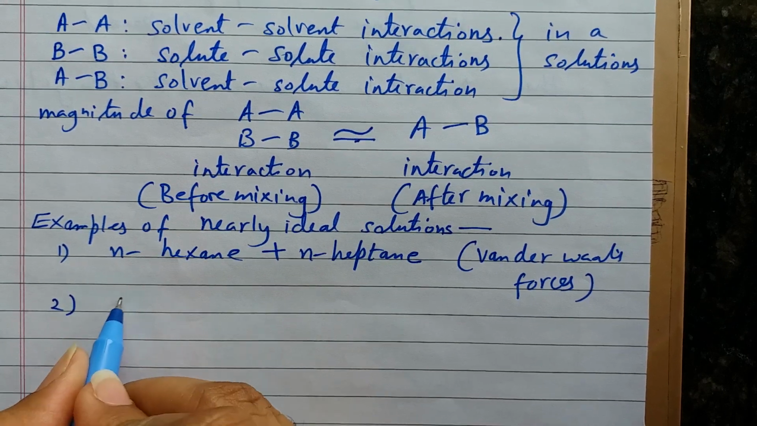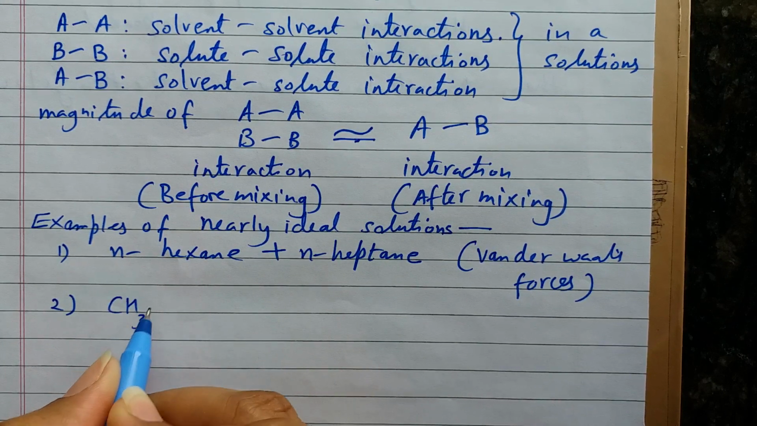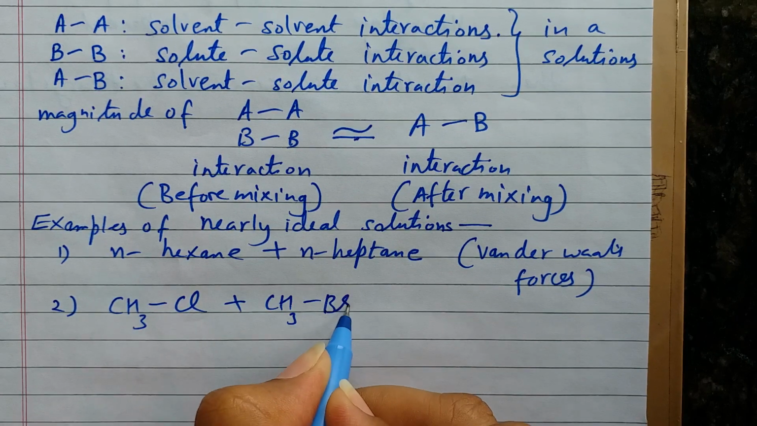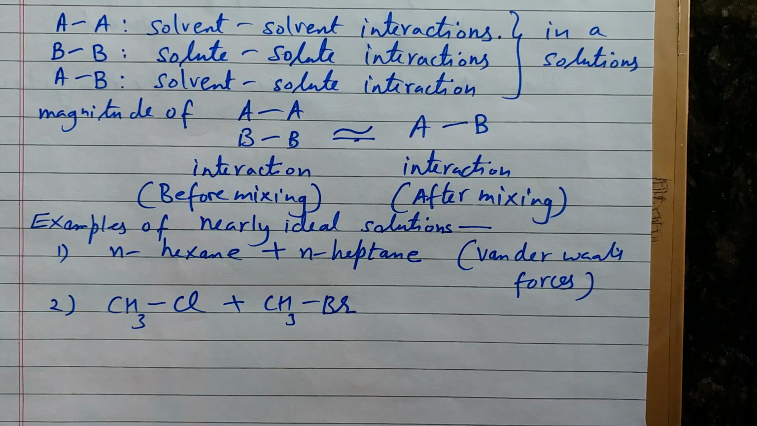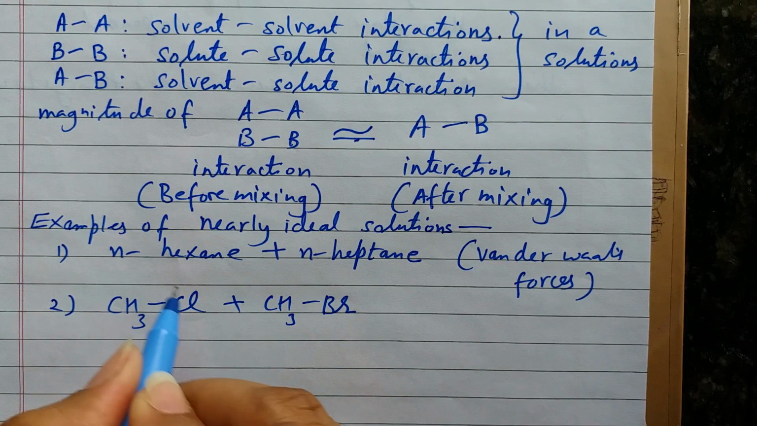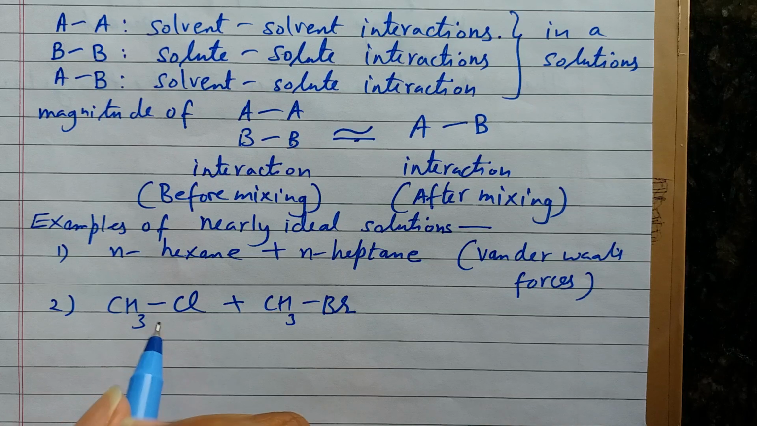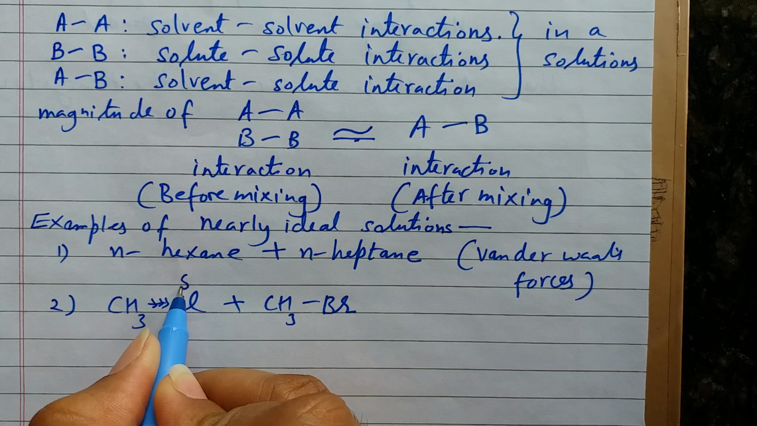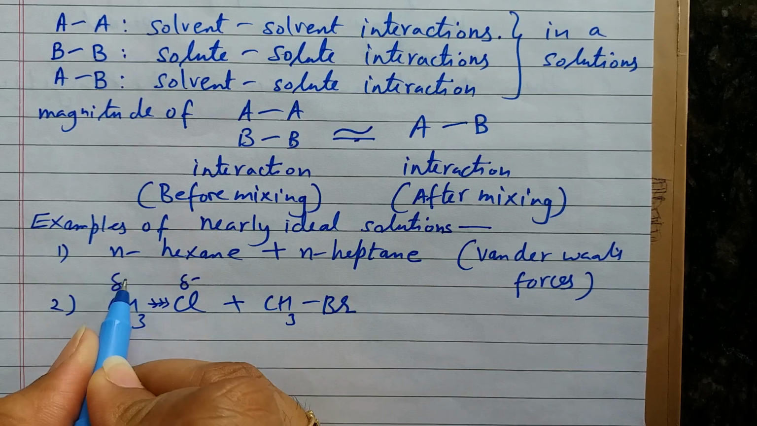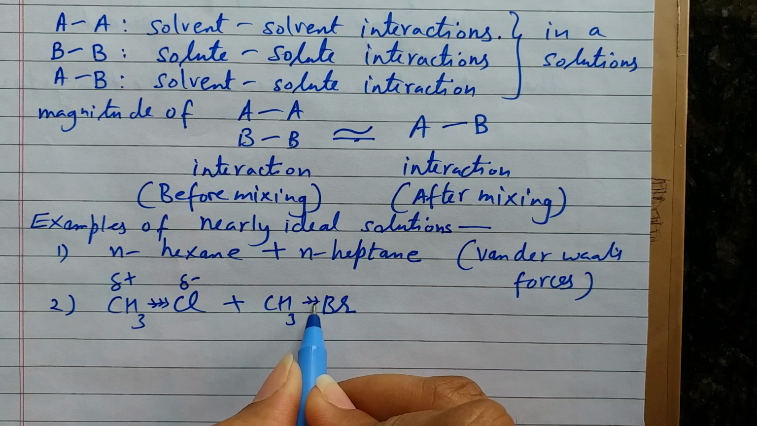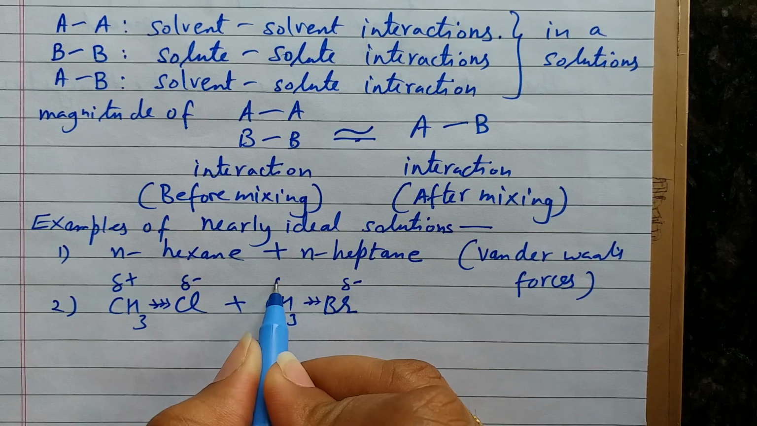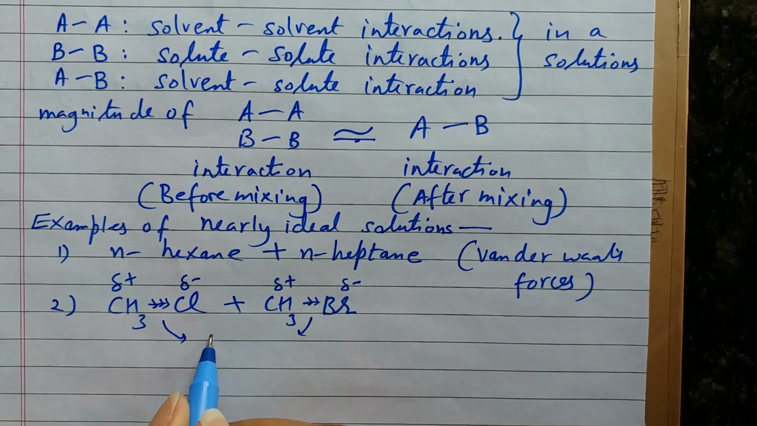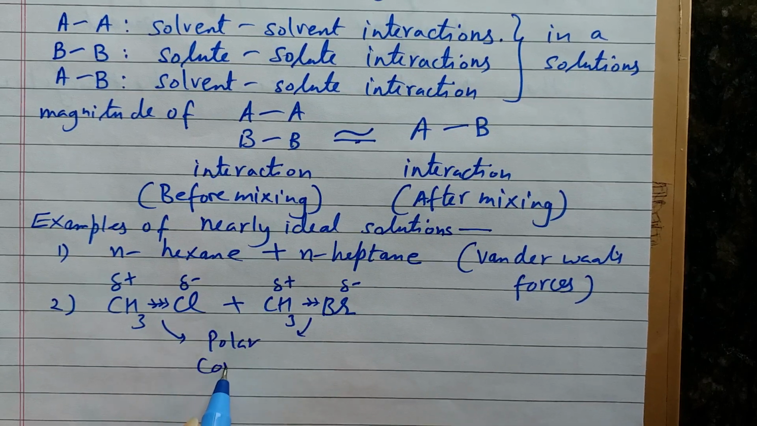The second example is CH3Cl mixed with CH3Br. This is chloromethane and this is bromomethane. In alkyl halides, we've already studied in organic chemistry that the halogen, being more electronegative, withdraws electrons towards itself, taking up a partial negative charge, and carbon takes up a partial positive charge. Here also the same thing will happen. Halogen will be partially negative and carbon will be partially positive. So what are these bonds? Both the bonds here are polar covalent bonds.